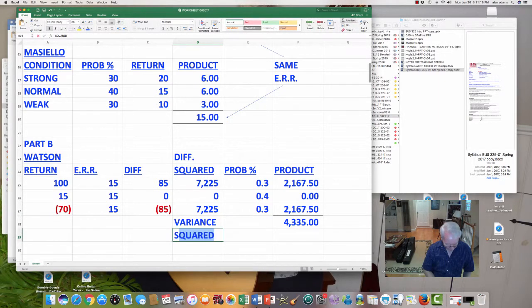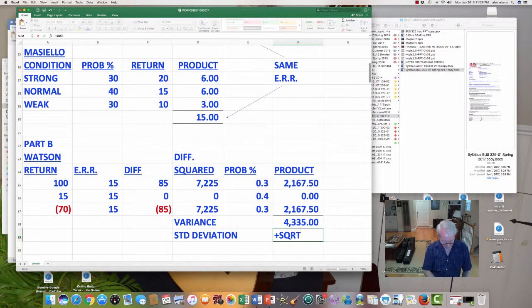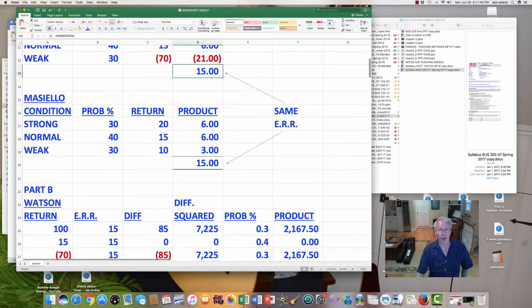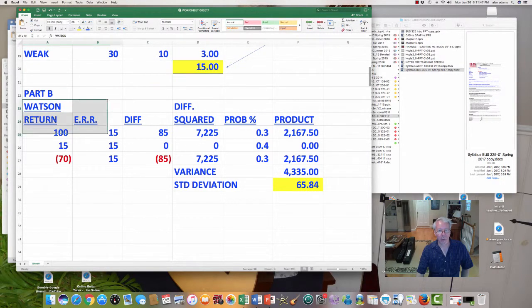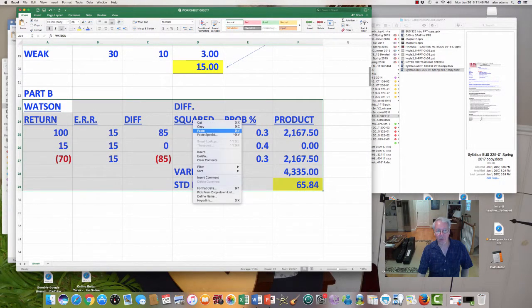Okay? My standard deviation, also known as my sigma, is found by taking the square root of that variance. So I'm going to say SQRT parens, that number, and the square root of 4335 is 65.84. Okay? So as usual, I'm going to highlight all of my answers to each one of the parts of this problem in yellow. Okay? So what you've just done is you have solved Watson's calculation.